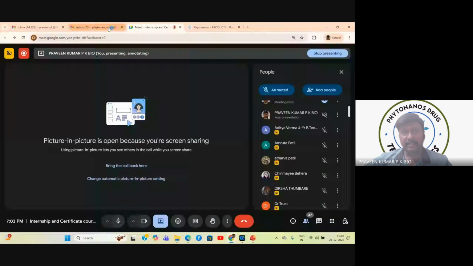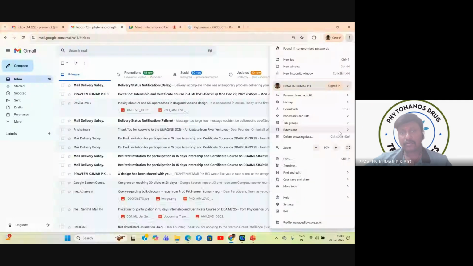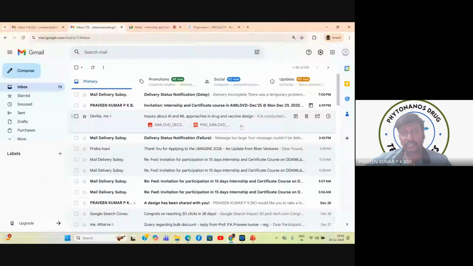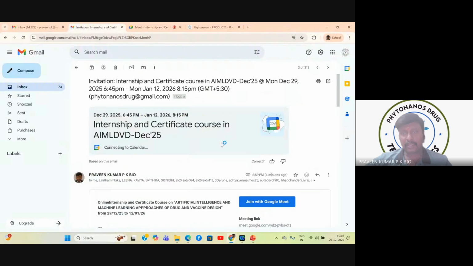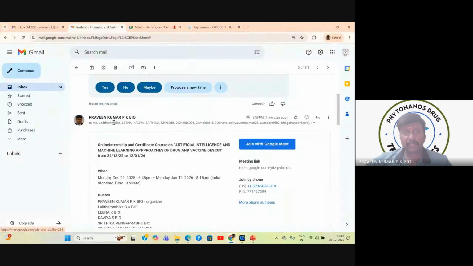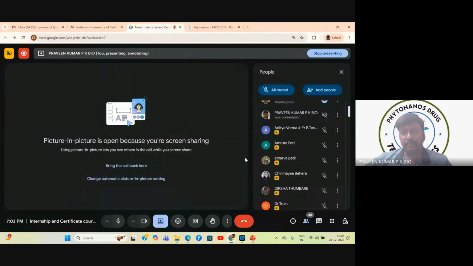And related to the participants, some instructions. I have sent you the invitation in Google Calendar, to whatever registered email IDs you have registered. You will be receiving the invitation like this: internship and certificate course. You have to click here, and here you have joined with Google Meet. But once, you have to click yes. If you click yes, the thing is changed now. So if it is changed, each and every time, there is no need to admit personally.